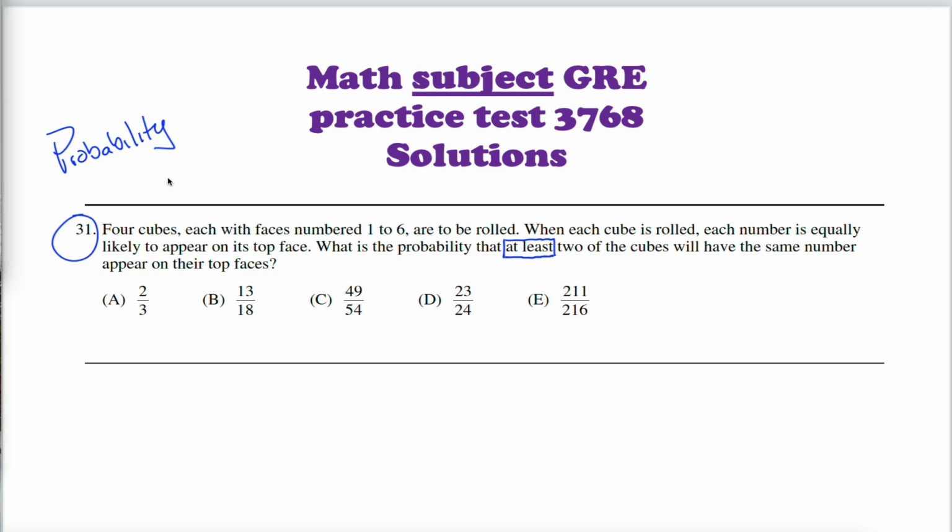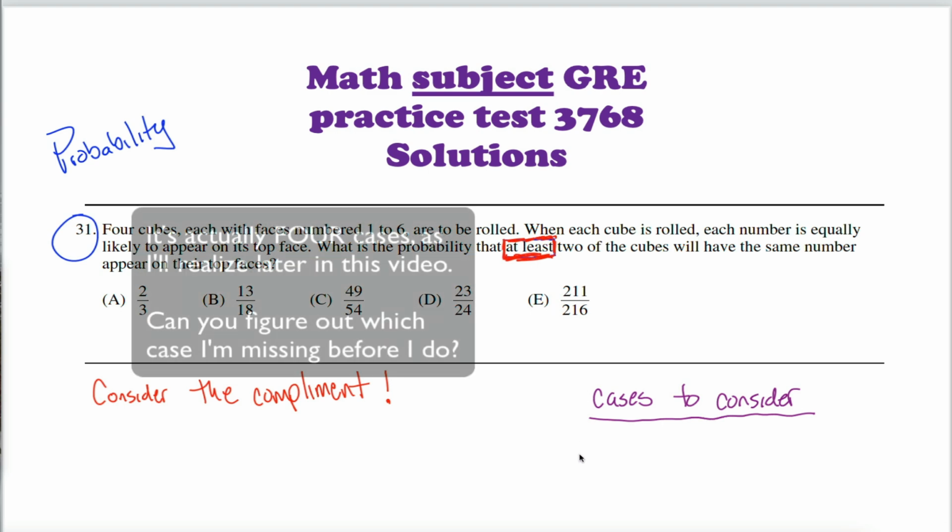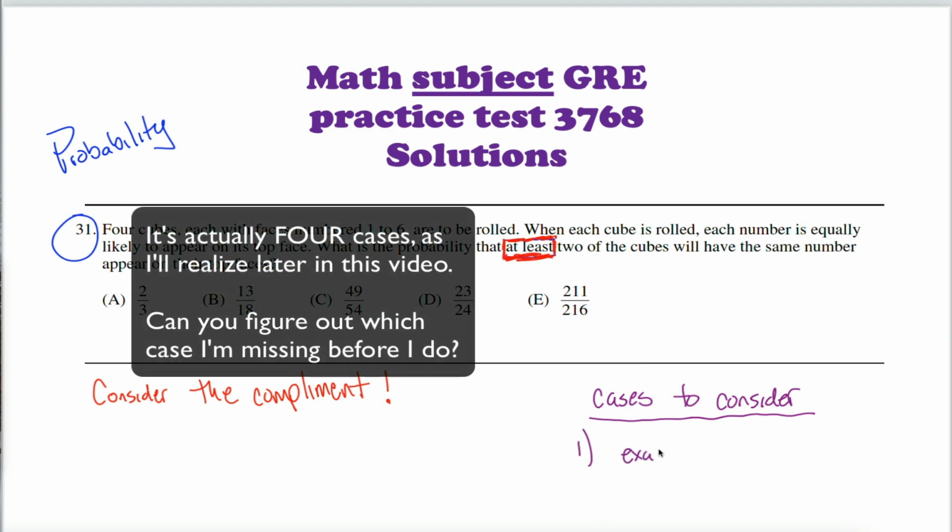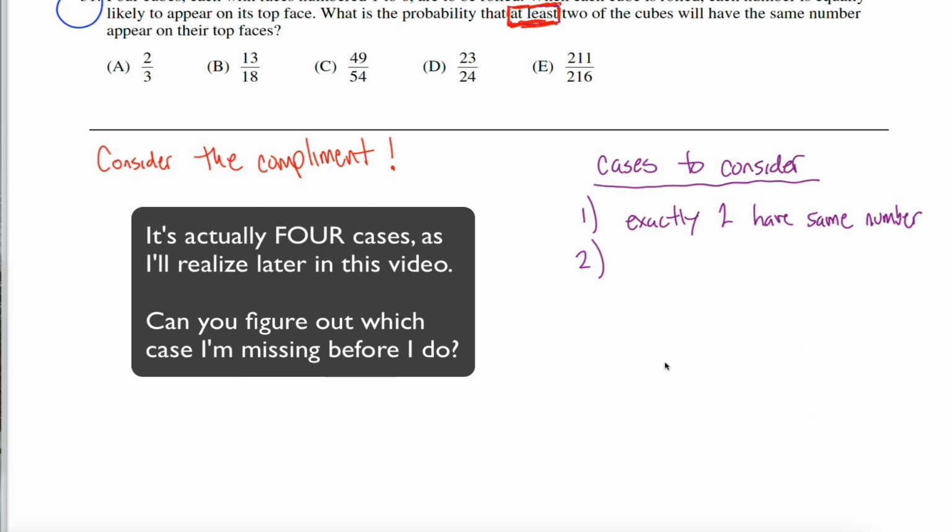Okay, so if there's one trick to remember with probability questions like this, it's that it's often very helpful to consider the complement. When you see this phrase, "at least," there's your big red flag, now it's red, that maybe you shouldn't calculate this probability directly. If you think about what at least 2 of the cubes having the same number on top means, that's really 3 different cases, right? That means exactly 2 of the cubes or dice will have the same number, or exactly 3 have the same number, or all 4 have the same number.